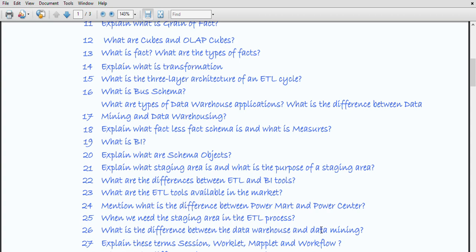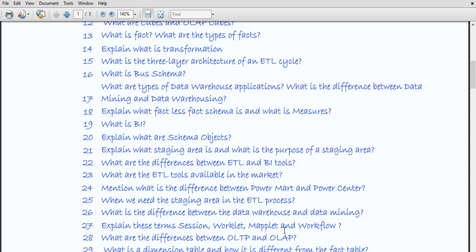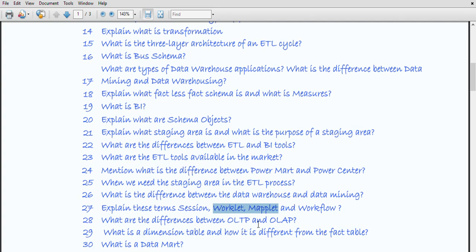In contrast, data warehousing includes operations such as analyzing reports to generate detailed reports and ad hoc reports, then information processing to generate interactive dashboards and charts. Then the next question is: what are the terms session, workload, mapplet, and workflow?